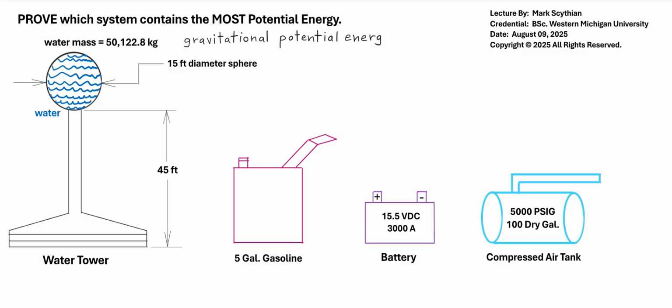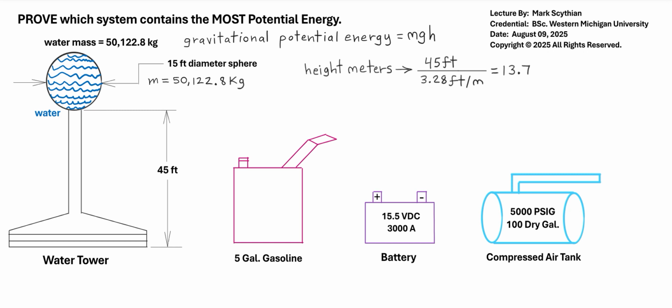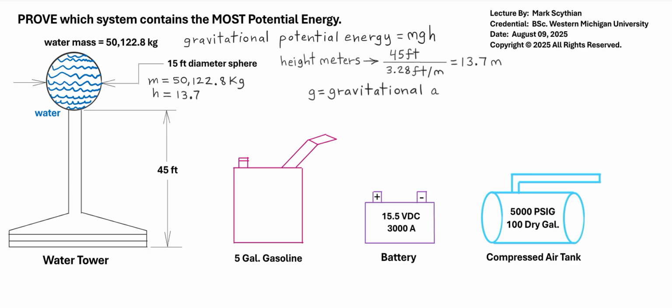Next, we calculate the gravitational potential energy, which is mass times gravity times height, mgh. So we know the mass, 50,122.8 kilograms. We convert the height from feet to meters. There's 3.28 feet to a meter, so that's 13.7 meters height. And then we know the gravitational acceleration on Earth is 9.81 meters per second squared, or 32.2 feet per second squared. So we use the metric system here.